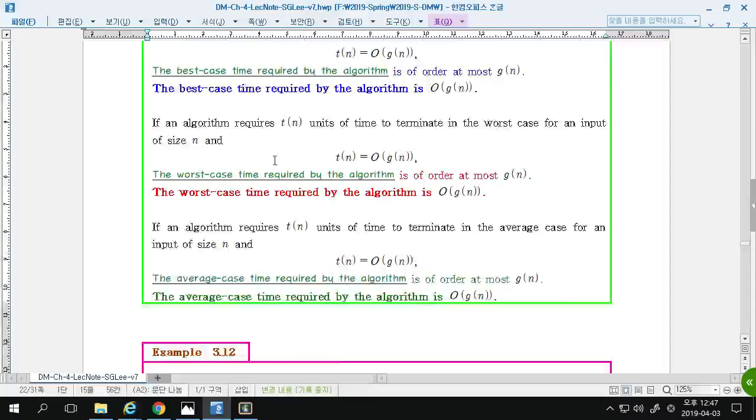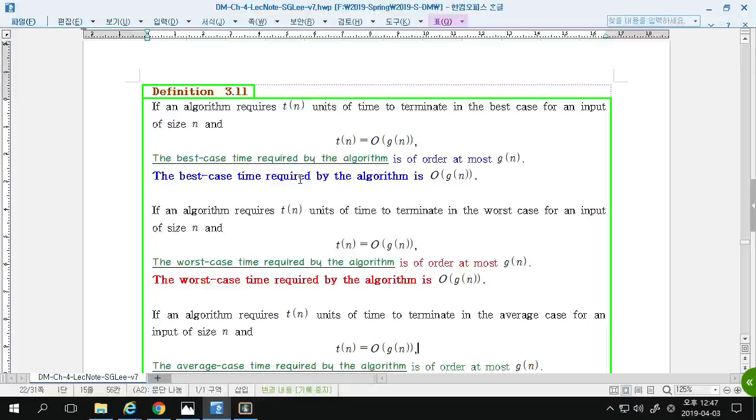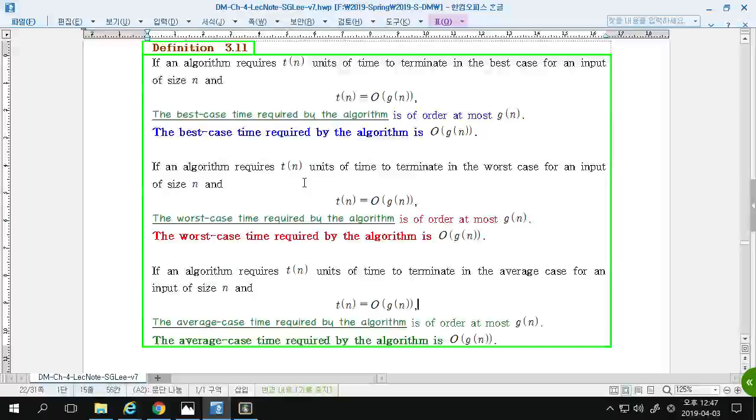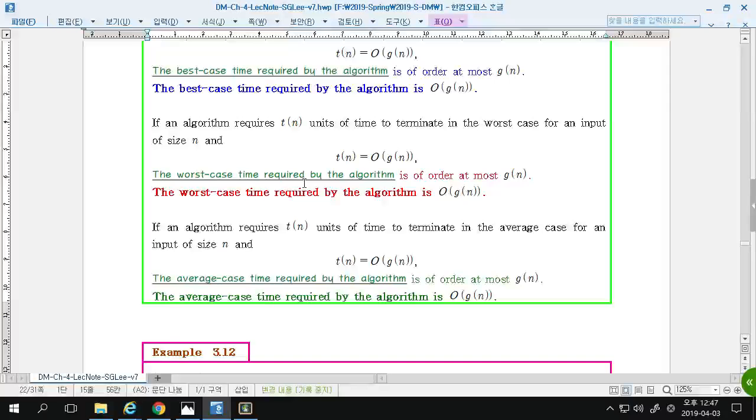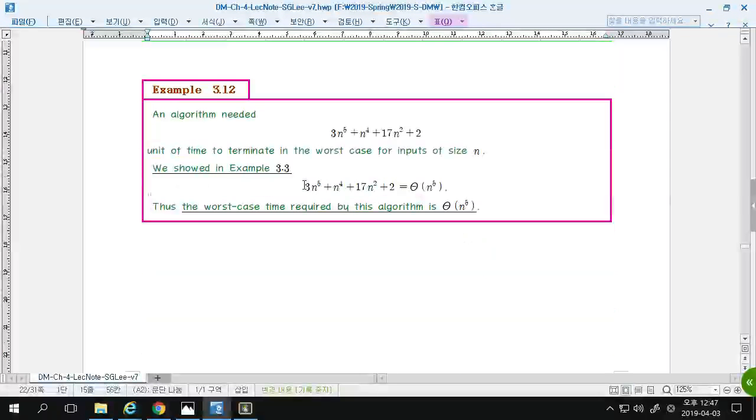Okay, that's another paraphrase of the terminologies and concepts that we have covered.